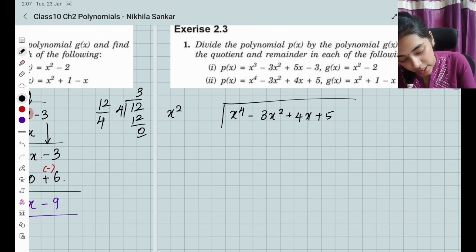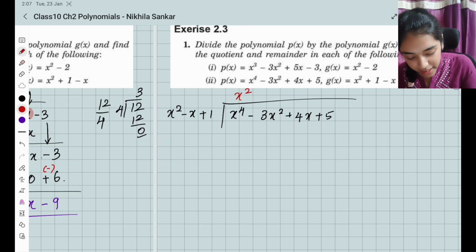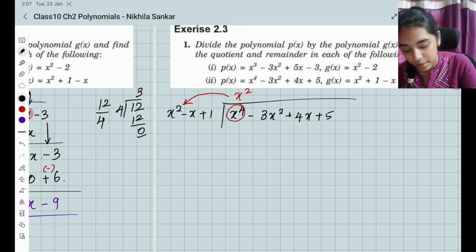So you have x square minus x plus 1. Okay, to make the first term 0, நம்ம என்ன பண்ண போறோம்? We are going to multiply by x square. புரிஞ்சுதா? When I multiply by x square, we have x square into x square, which is going to be x power 4. இப்போ எழுதலாமா? So x square into x square is going to be x power 4.